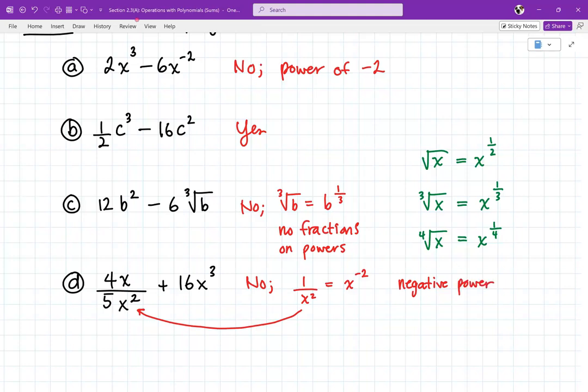So whenever you see a variable in a denominator, that variable has a negative power. We just don't see it. But if we were to move it up, it would be a negative power. Okay? So that's the problem right here.